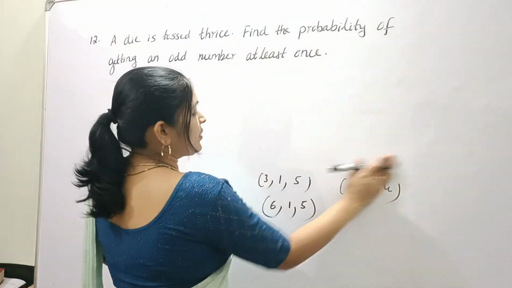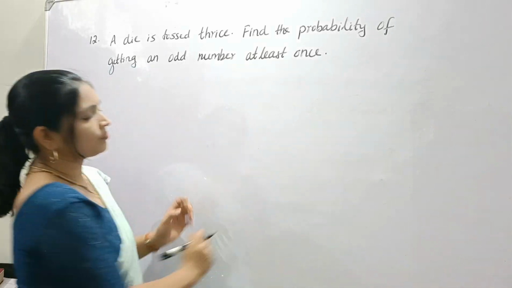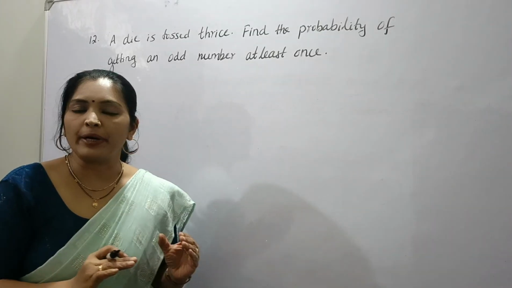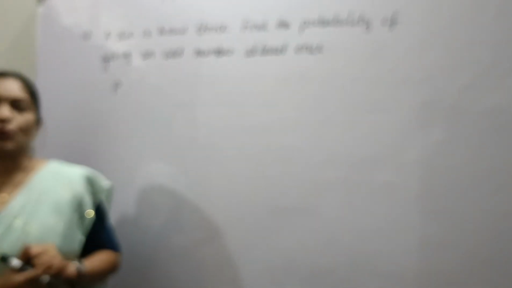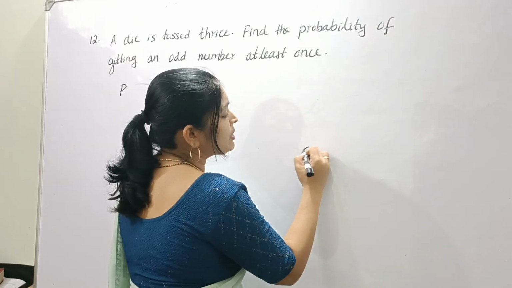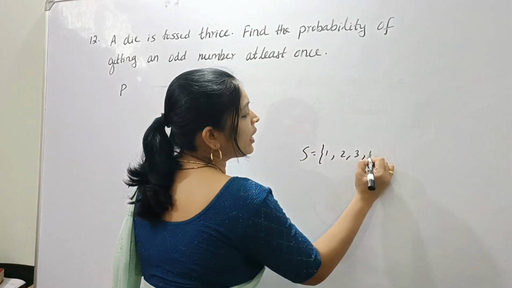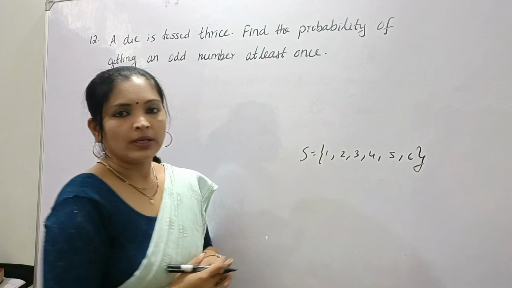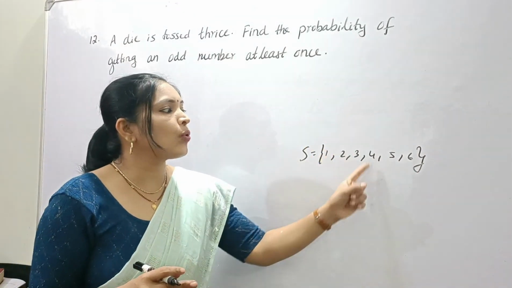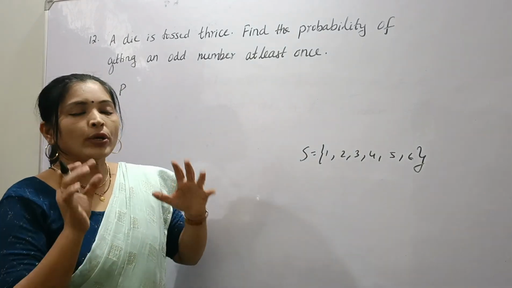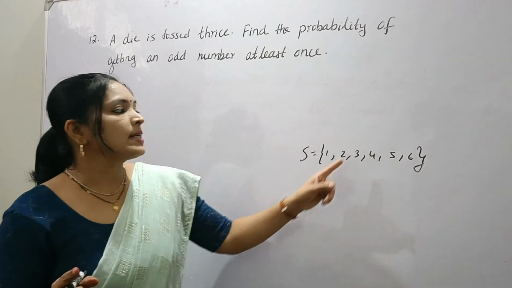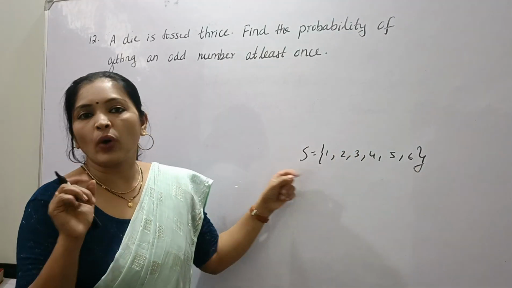So here, first of all, let's write what is the probability of getting an even number when one die is thrown. See, when one die is thrown, what is the sample space? 1, 2, 3, 4, 5, 6. Right? So in these numbers, what are the even numbers? 2, 4, 6. 3 numbers, right? So here probability of getting an even number when a die is thrown is 3 by 6. That is 1 by 2.